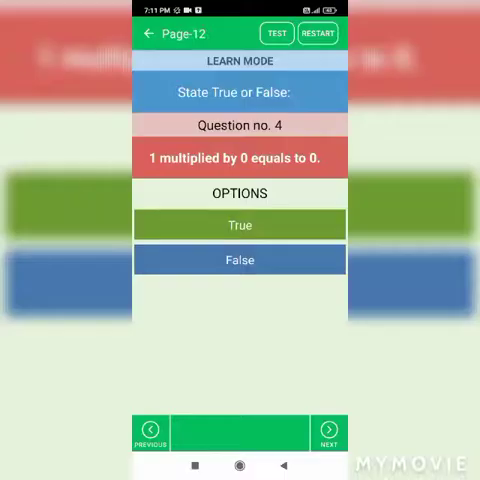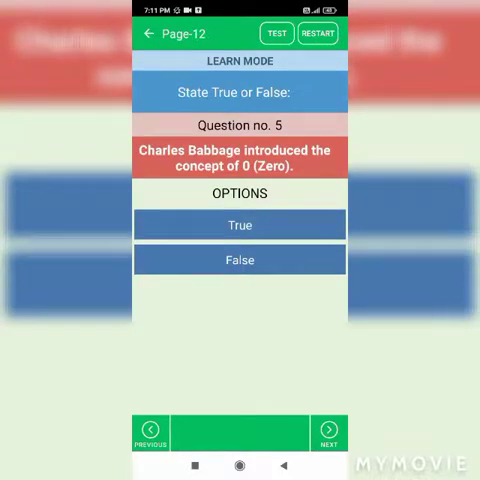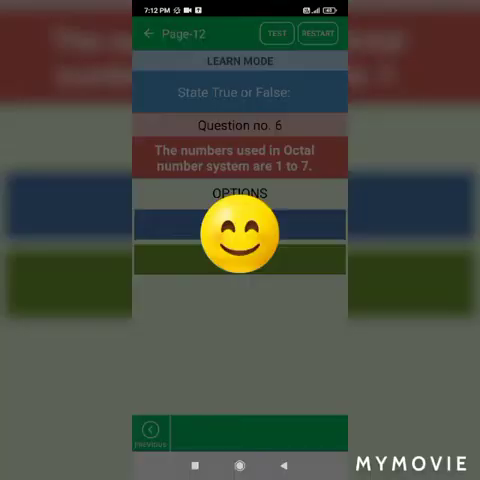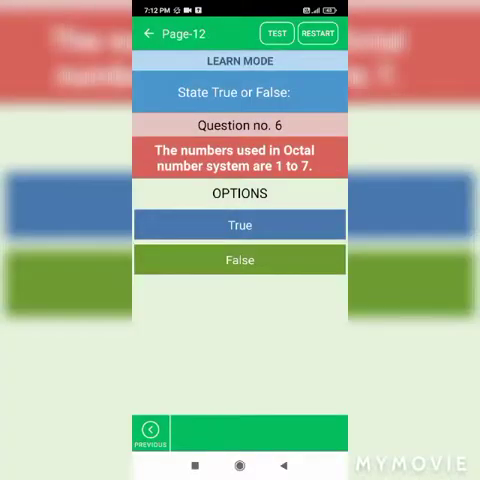Right answer. Next, we have question number 5. Charles Babbage introduced the concept of 0. Yes, you all are again correct. False. Right answer. Aryabhat introduced the concept of 0. The numbers used in the octal number system are 1 to 7. Is this statement correct or false? False. Absolutely correct. This is from 0 to 7.